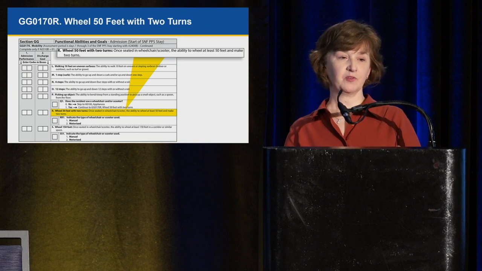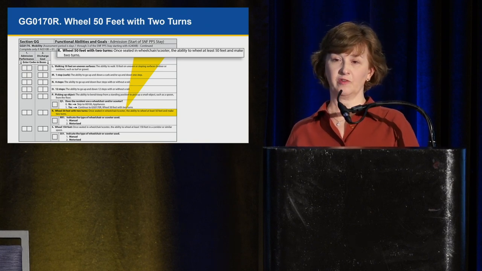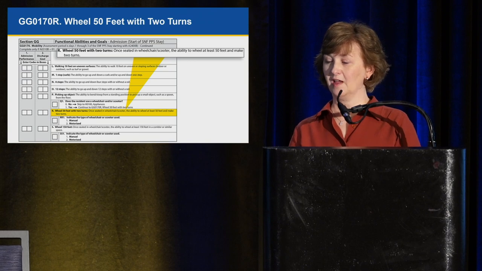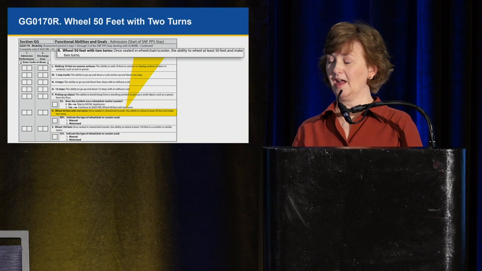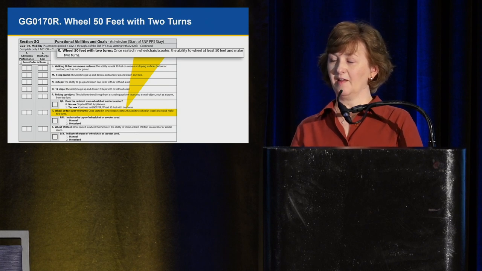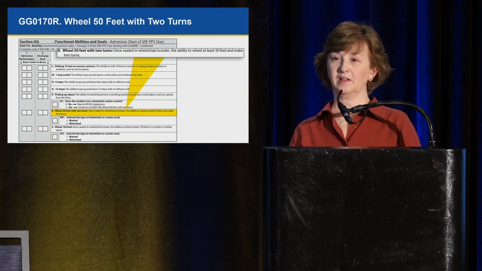If the person does actually use a wheelchair and this is what they're going to be discharged using, and perhaps they're learning how to use the wheelchair in therapy through wheelchair skills training, then you would move on to coding the wheelchair items. There are two distances, the first one being wheeling 50 feet with two turns. This is defined as, once the person is seated in the wheelchair or scooter, the ability to wheel at least 50 feet and make two turns.